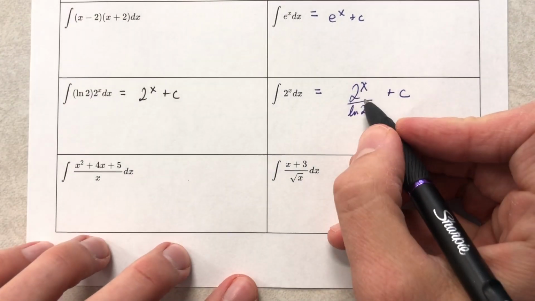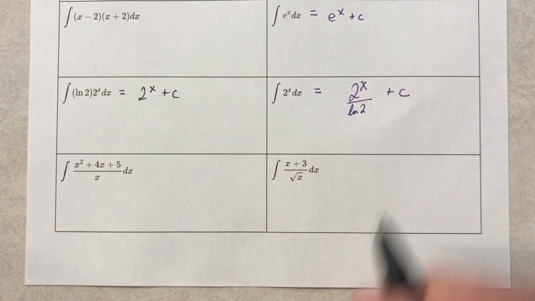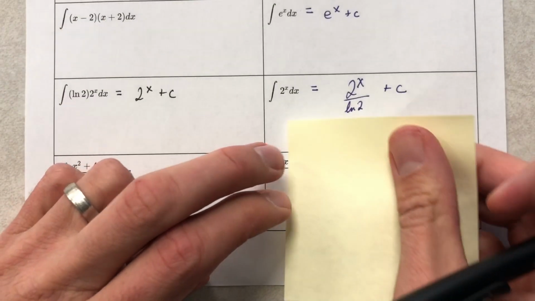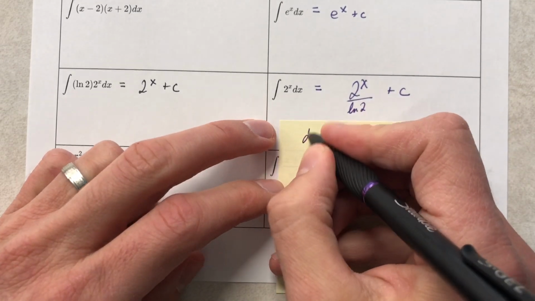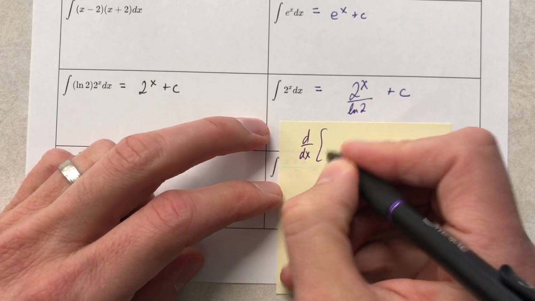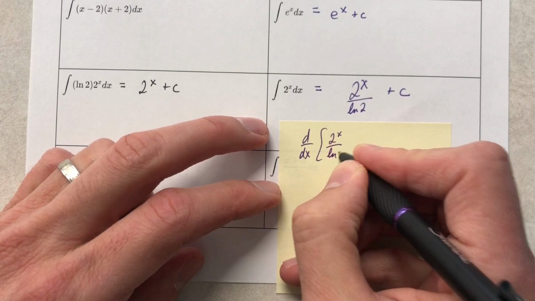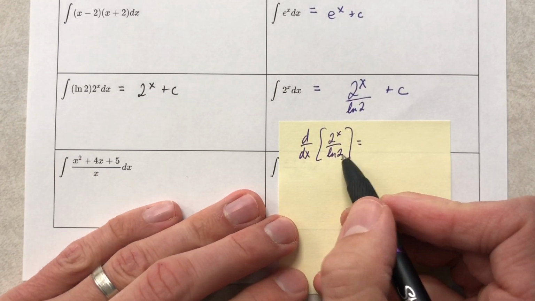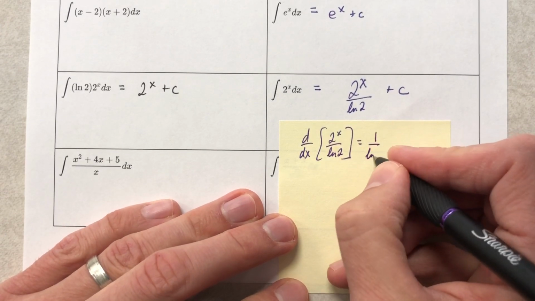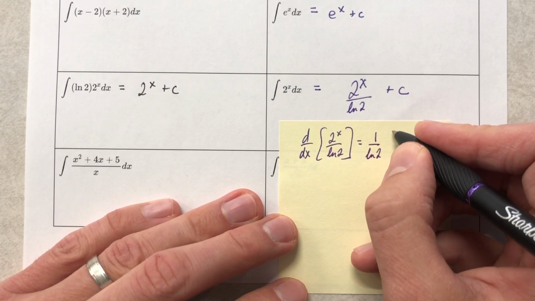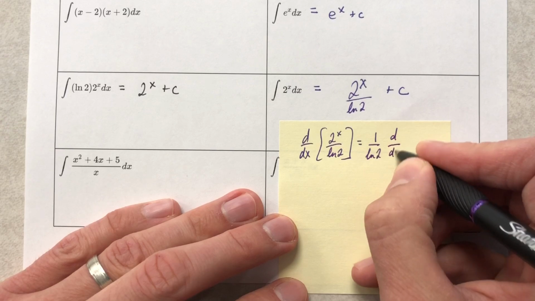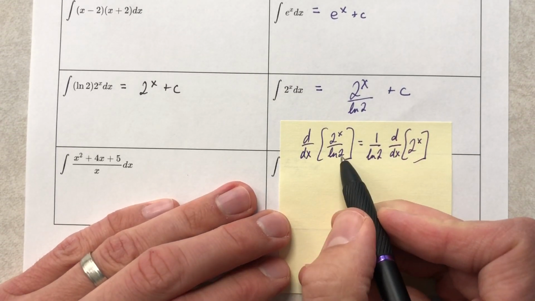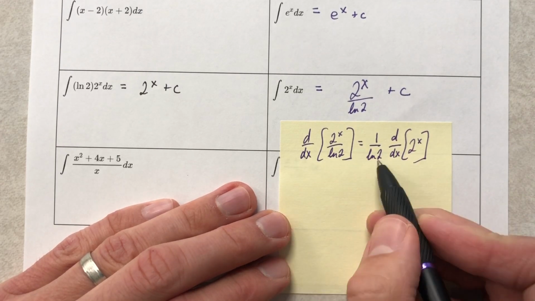But if I took the derivative of this, which I will do on another Post-it note, if I took the derivative of 2 to the x over the natural log of 2, I could really say, oh, natural log of 2 is a constant. Let's factor it out. So 1 over natural log of 2 is actually what I'm factoring out. So 1 over natural log of 2 times the derivative of that. I just take the 1 over natural log of 2, factor it, put it in the front.